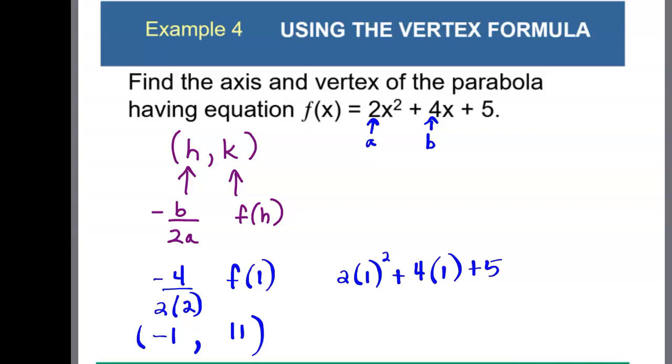Now the axis we know is given to be the vertical line that goes through that vertex. So it would be simply x equals negative 1. So the axis is found by just looking at the x coordinate and setting that equal to negative 1 to indicate that we have a vertical line. So our axis is x equals negative 1.